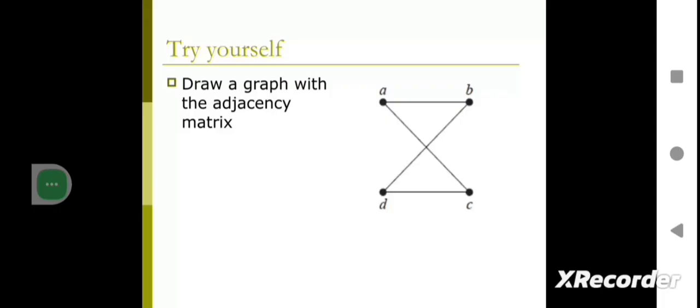First, A to A is 0. A to B there is an edge, so that value is 1. Next, A to C value is 1. A to D there is no direct connection, so that value is 0. Similarly, B to B no connection, so 0. Next, B to A there is an edge, so that value is 1. Next, B to C there is no connection, so that value is 0. B to D there is an edge, so that value is 1. Similarly, we should check C and D vertices. Try yourself and form a matrix.